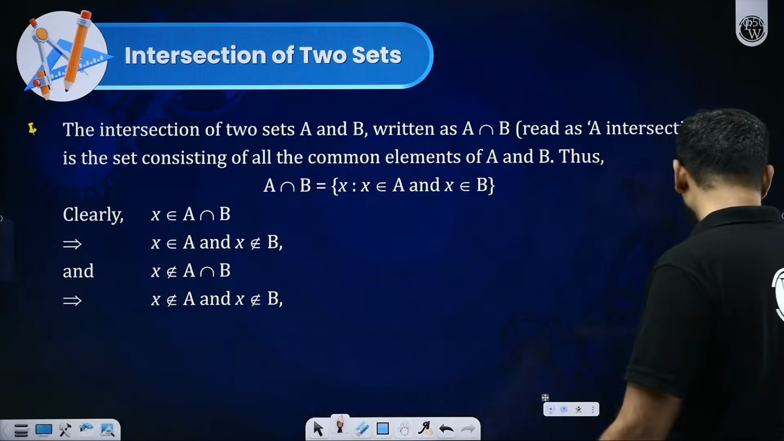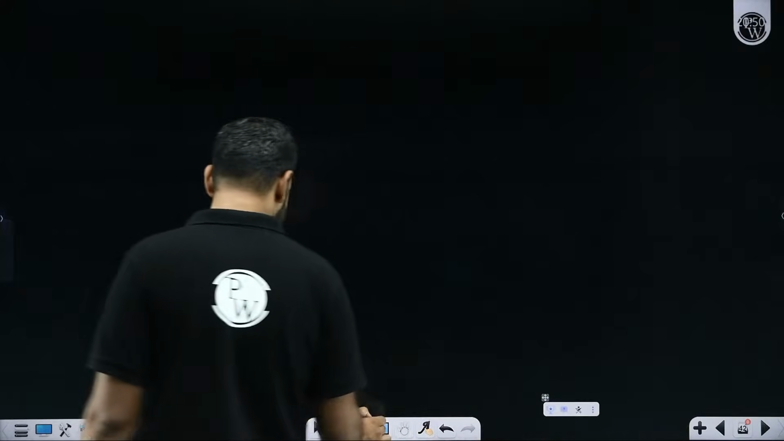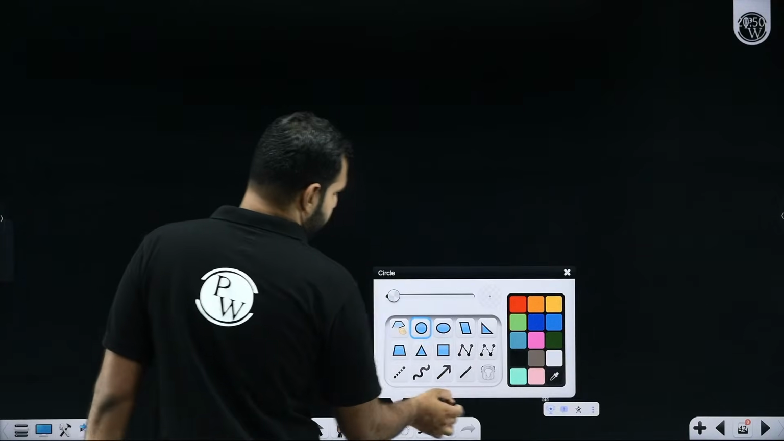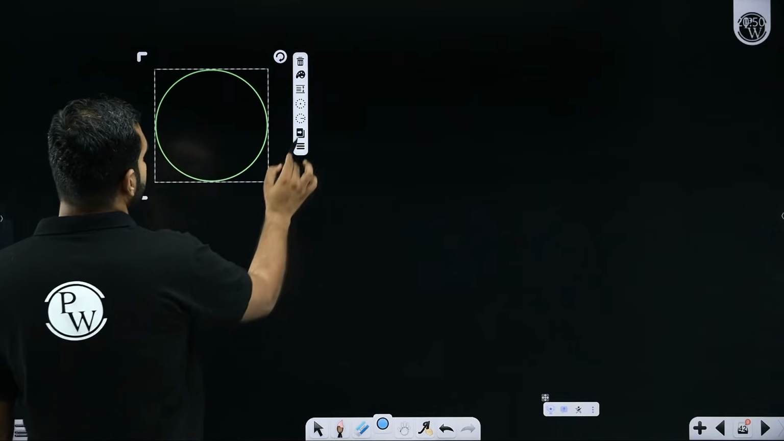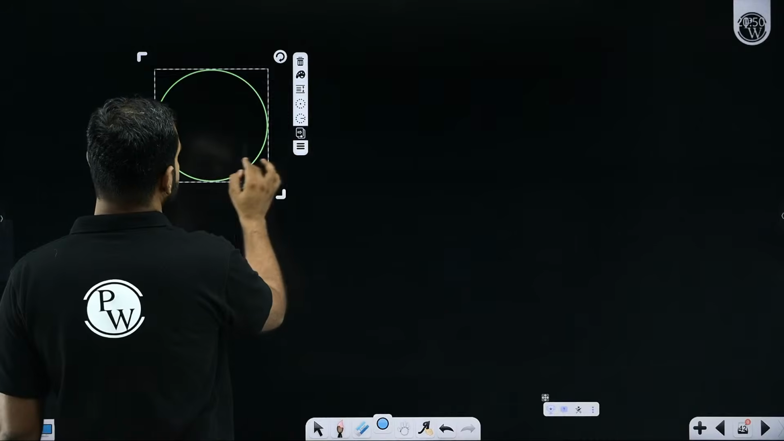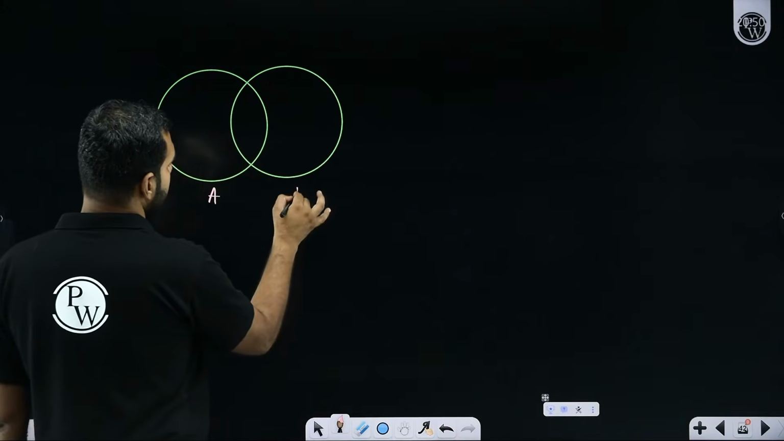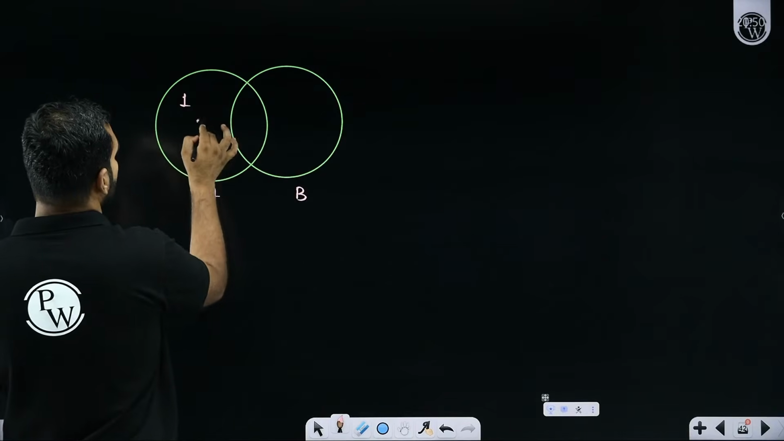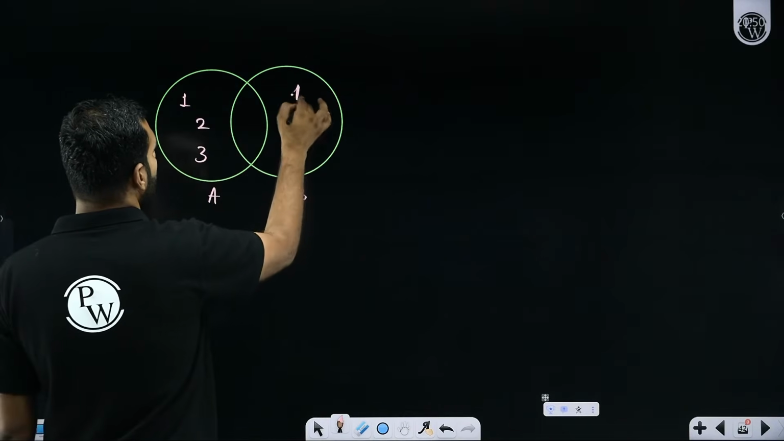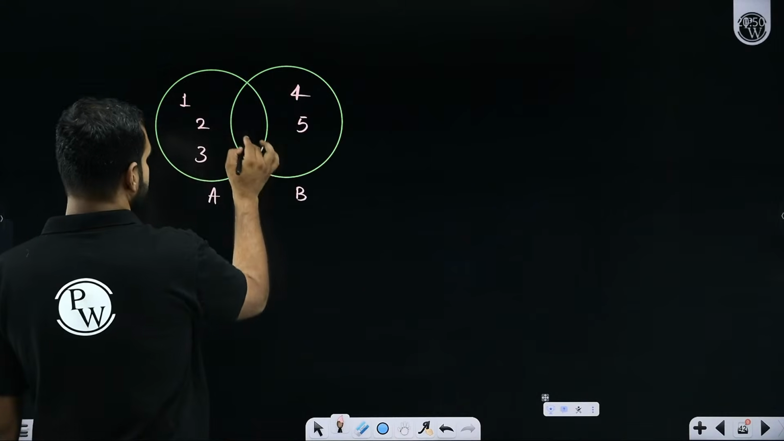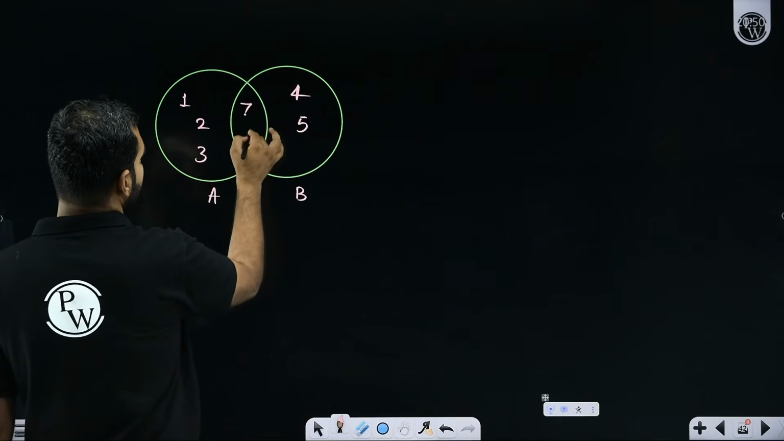So if I talk about a few operations related to sets, let's say there is this set A, and there is another set, set B. So these are our two sets, set A and set B. Set A has elements 1, 2, 3. Set B has elements 4, 5. And the intersection of A and B has 7 and 8.